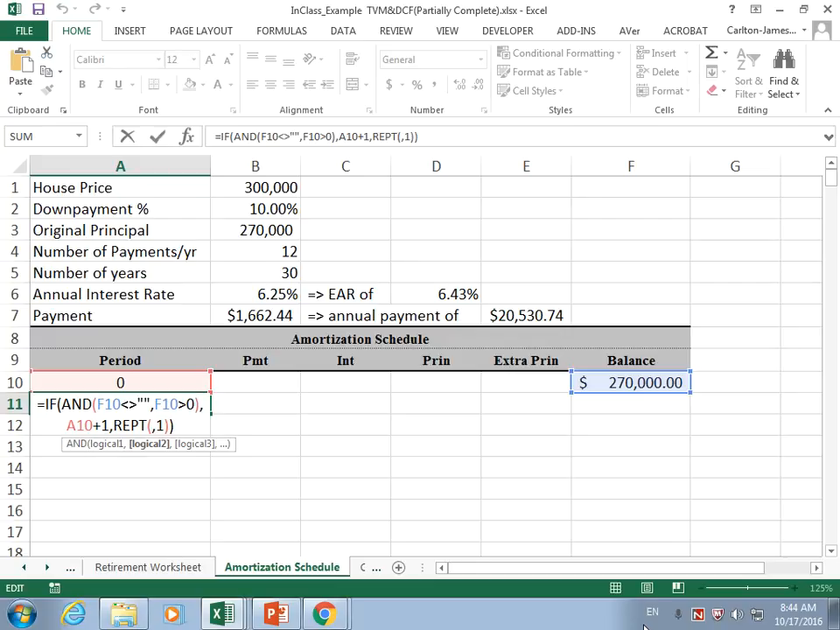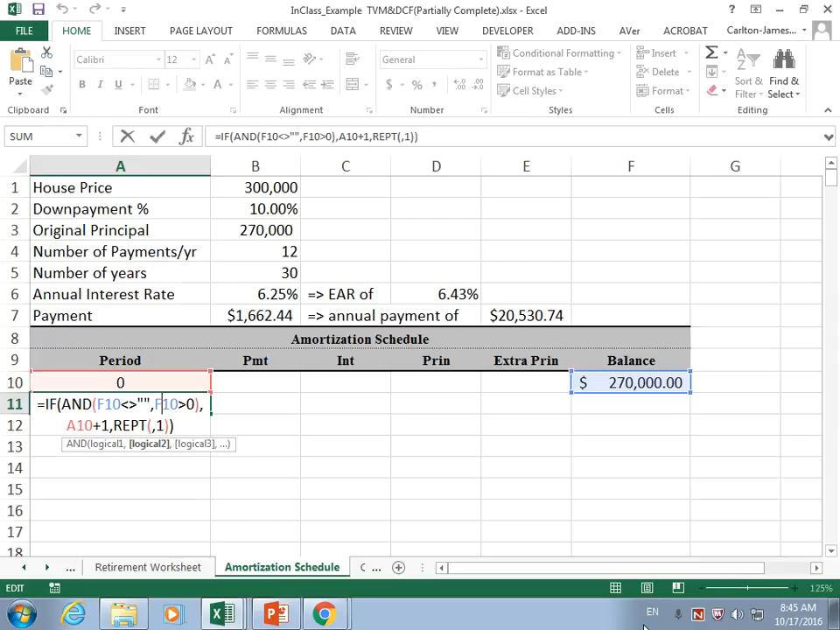What this means is that once your balance gets to 0, then you'll stop adding periods, if you still have an outstanding balance. So how do we put if you still have an outstanding balance? We're saying if F10 is bigger than 0. So if the balance is bigger than 0.